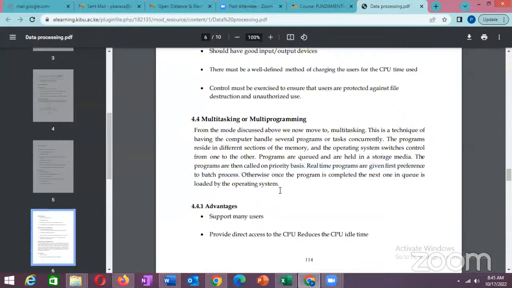So from the mode discussed above, we now move to multitasking. This is a technique of having the computer handle several programs or tasks concurrently, and the programs reside in different sections of memory, and the operating system switches control from one to the other. Programs are queued and held in a storage. The programs are then called on priority basis. Real-time programs are given first preference to batch process. Otherwise, once the program is completed, the next one in queue is loaded by the operating system.